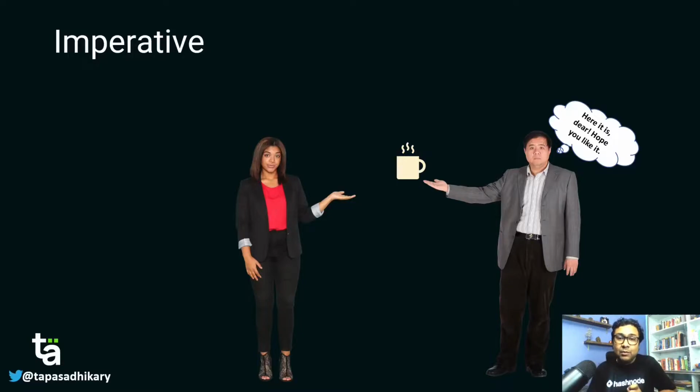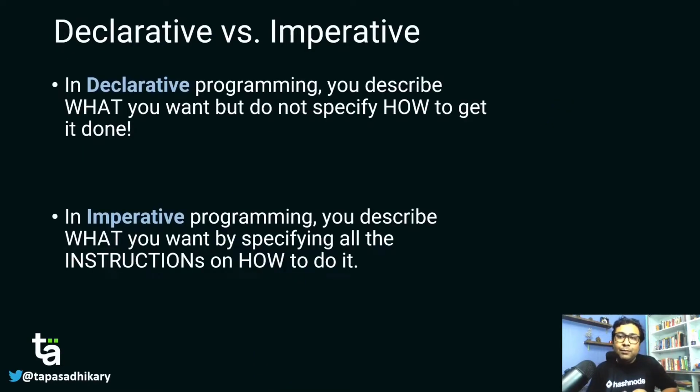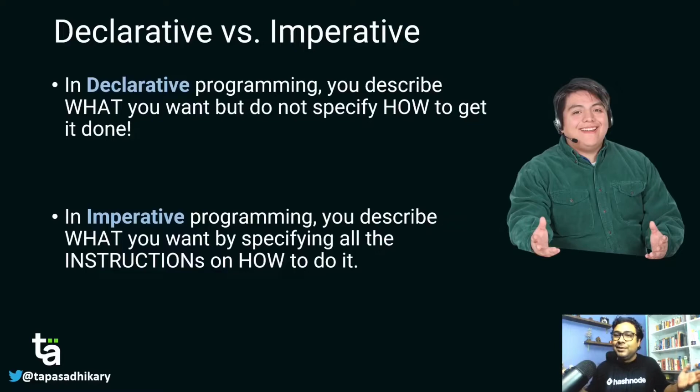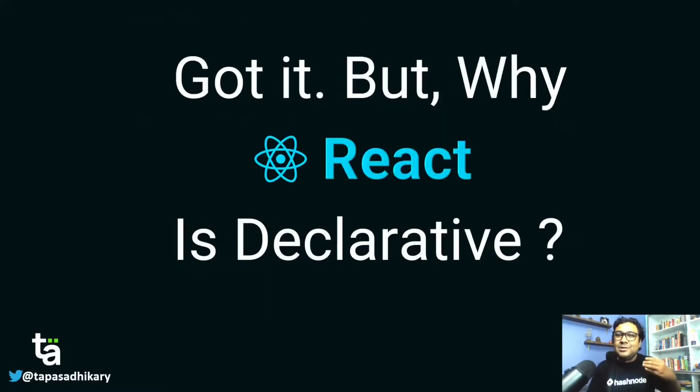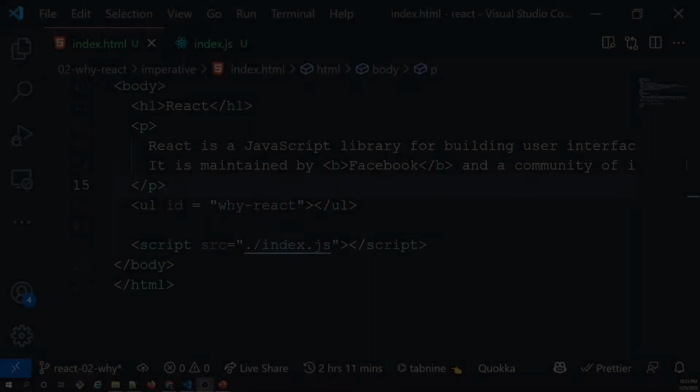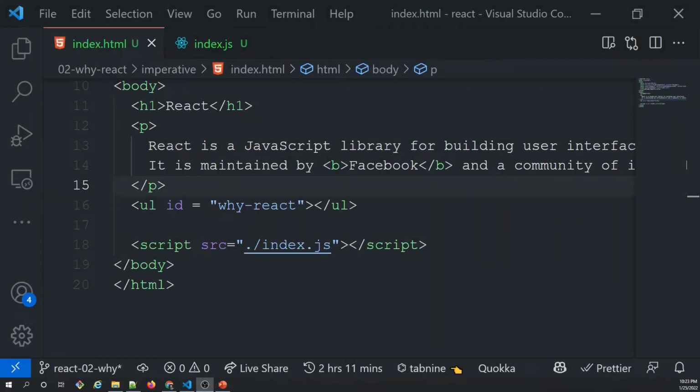We will now see exactly what imperative programming and declarative programming look like with code. But before that, I guess now you understand much better what is declarative and what is imperative. So coming back to the same question, got it, but why is React declarative? Let's understand this with a simple code, okay? All right, so let us understand the difference between imperative and declarative with some examples. So what we have done here is I have written a snippet of code.